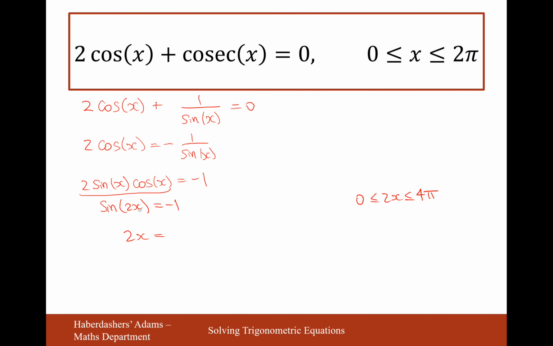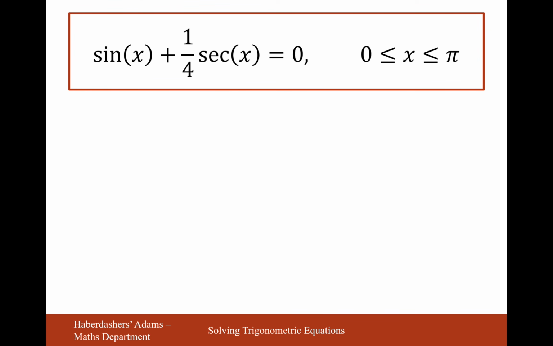So 2x on the sine graph will equal 3 pi by 2 and 7 pi by 2. And then we'll divide everything by 2, so that will give us 3 pi by 4 and 7 pi by 4. And there we are, those are the two answers for this equation.